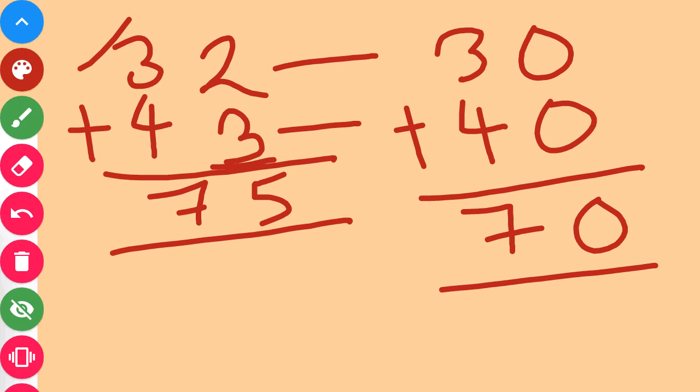Kids, what do you observe here? Look here, 75. And when we round off 75, what will we get? Yes, rounding off 75 will give us 80. So here we have seen that a slight difference is there. Now, let us take some more examples.